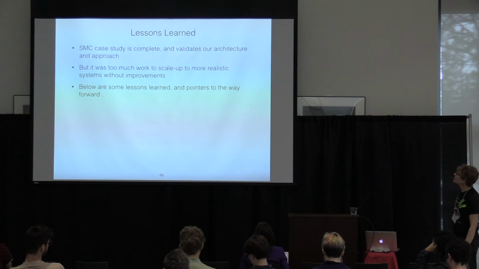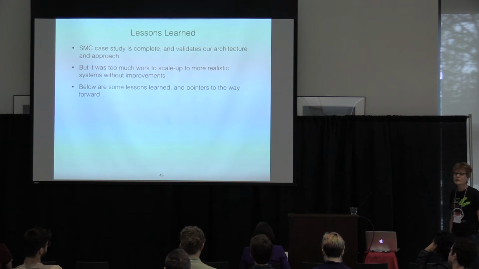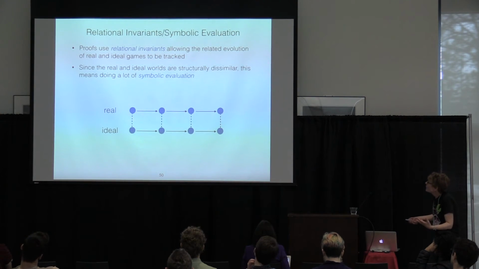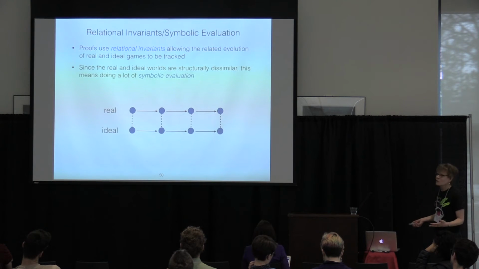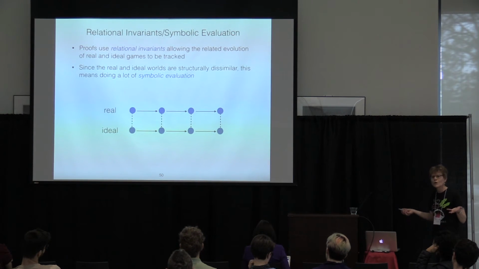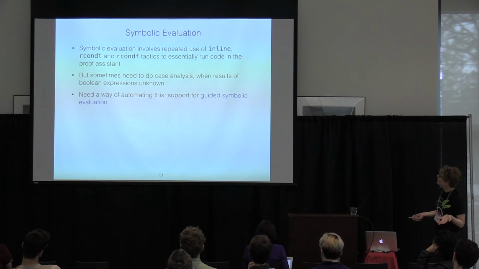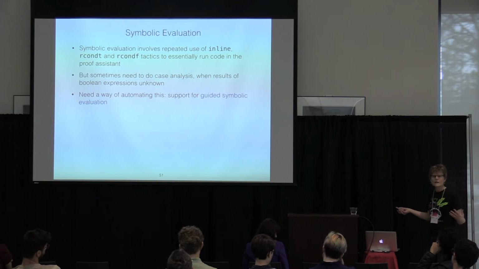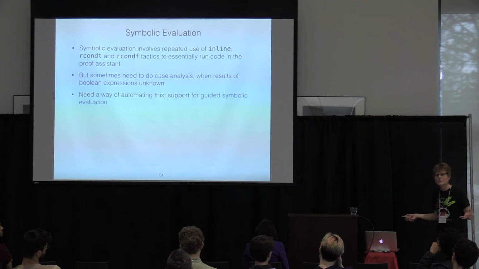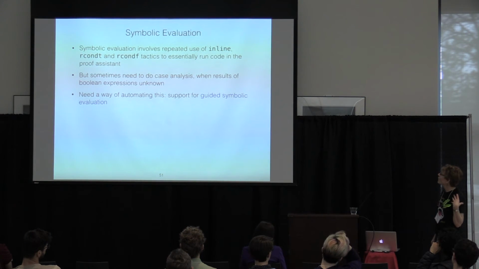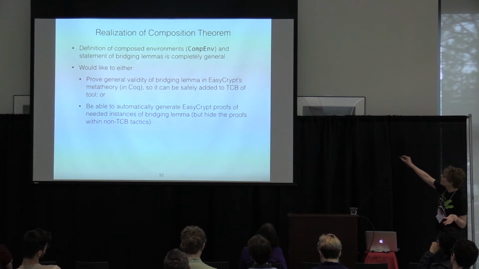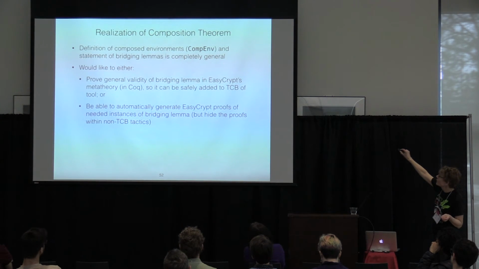The case study is complete. It validates our architecture and approach, but we need some changes to make it scale up. One is we need a way of doing guided symbolic evaluation to let the real and ideal games co-evolve. And I'm not going to be able to talk about that much, but at the moment we basically have to run programs inside the tool using EasyCrypt's proof tactics, and we need a way to automate that. We need a way of automating the bridging lemmas, but otherwise the methodology for composition is completely general.